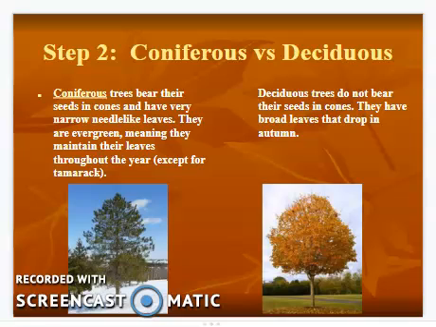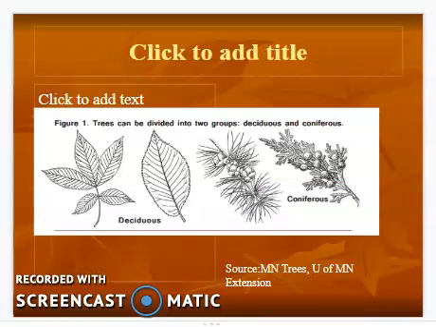Those are fruiting structures that come from those trees. So they don't have cones, and they have broad leaves that drop in the fall. They don't maintain their leaves throughout the year.